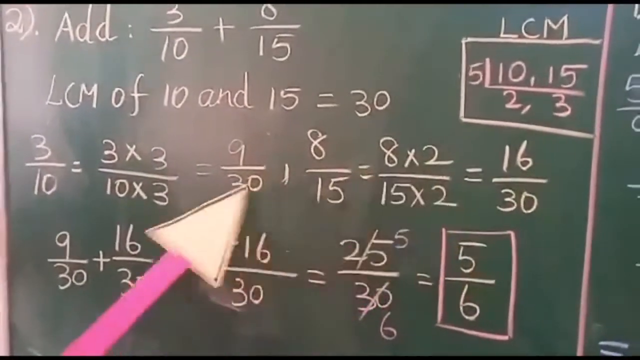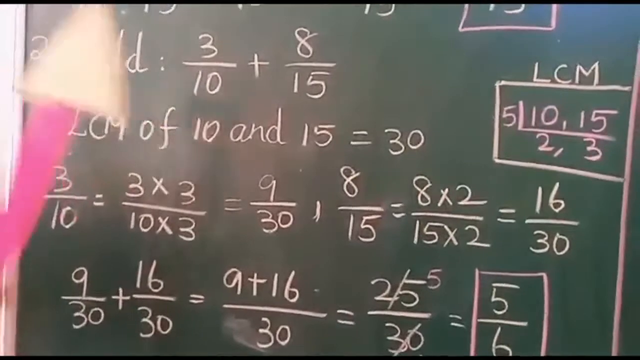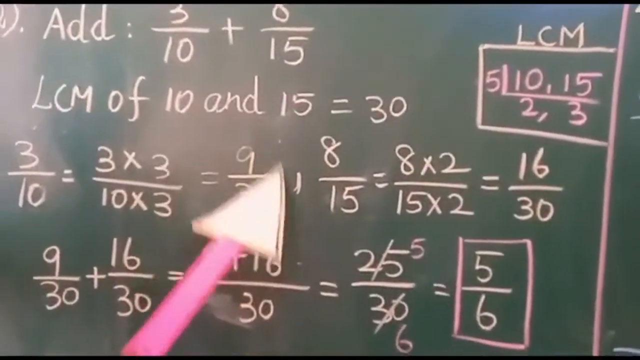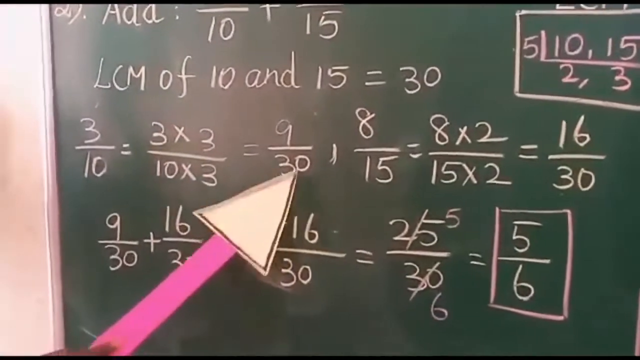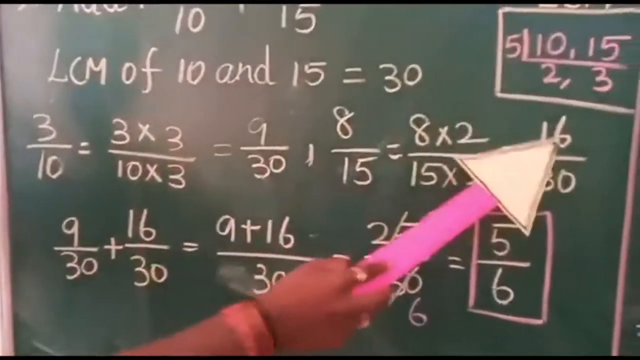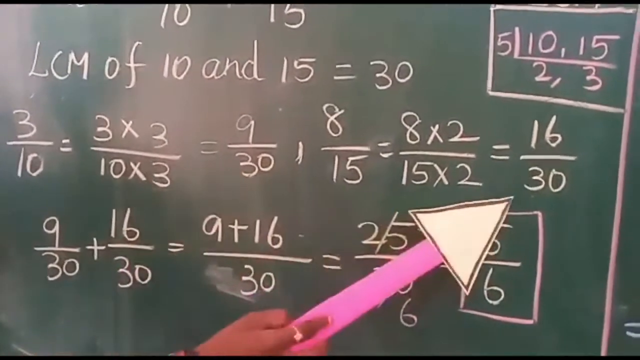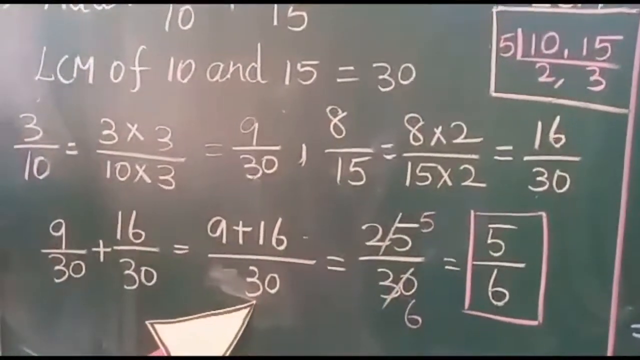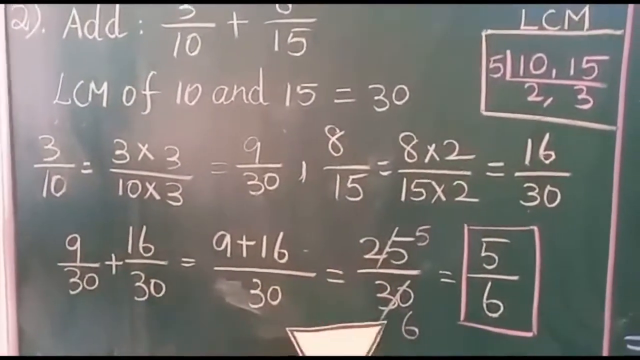We equalized the denominator. What is the thing we have to do? Addition. So we have to add this fraction and this fraction. These two fractions we have to add. So 9 plus 16. Denominator is 30, so that same 30 you can write. So what is 9 plus 16? 25. The 30 should be here.